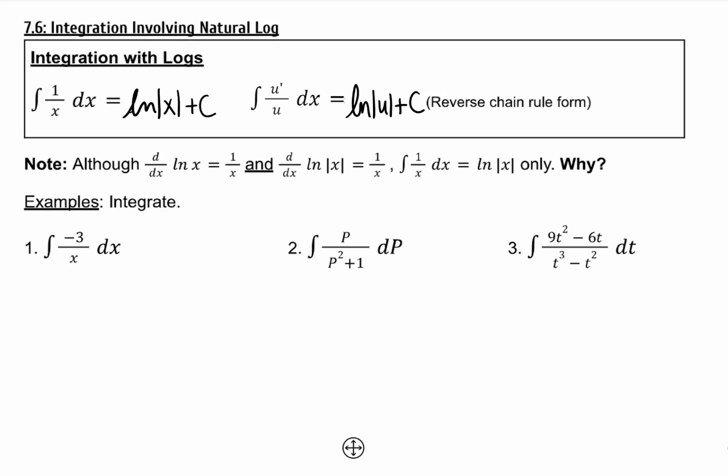To integrate number 1, I'm going to take -3 outside of the integral. Hey, look, that is just natural log absolute value x.